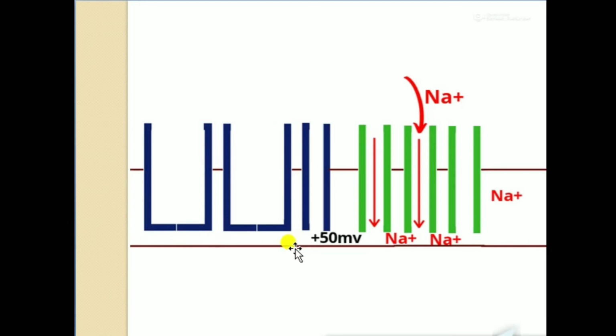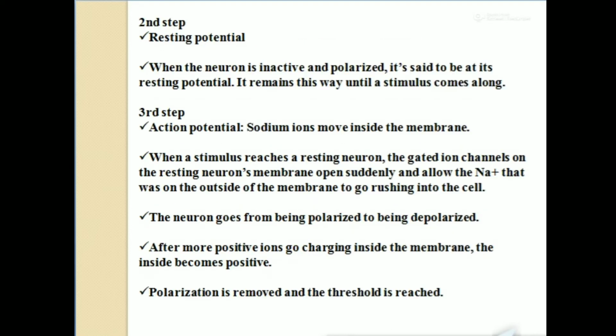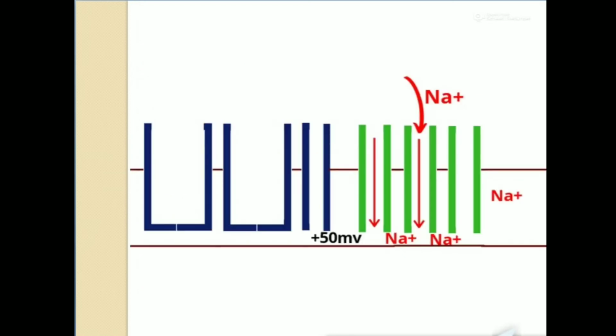All the channels are closed except some of the channels, which are open. But in the case of sodium, all channels become open, which helps the influx of sodium ions. The negative charge of the protein molecule, the neuron goes from being polarized to being depolarized. This state is known as the depolarized state.